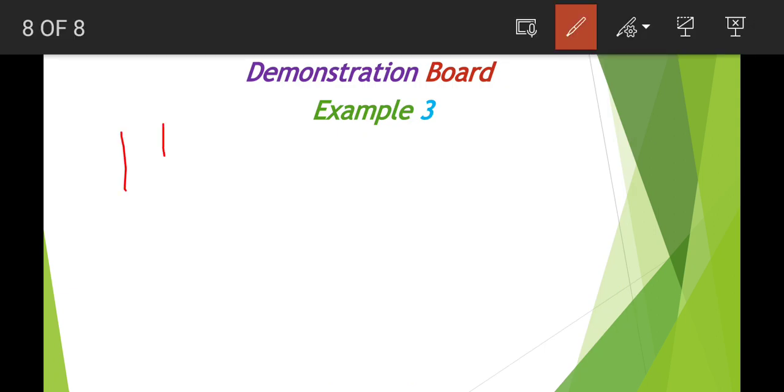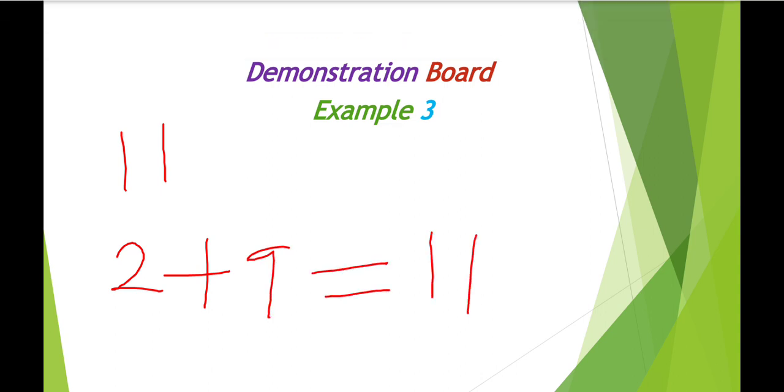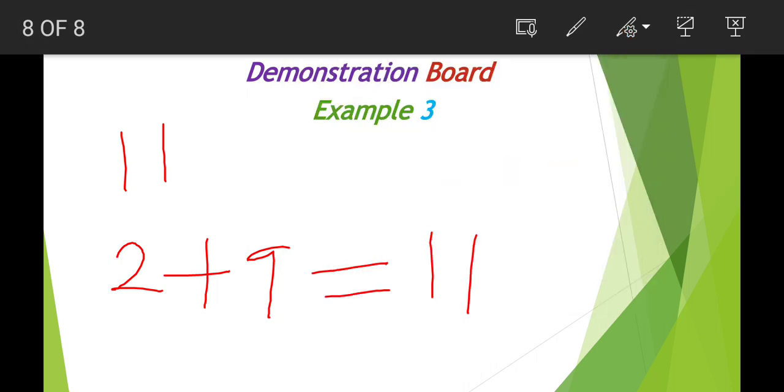Assuming 11 was not given to us, what do we simply do? We add the top number and the bottom number together, which is 2 plus 9. And 2 plus 9 is equal to 11. That's how 11 was gotten.